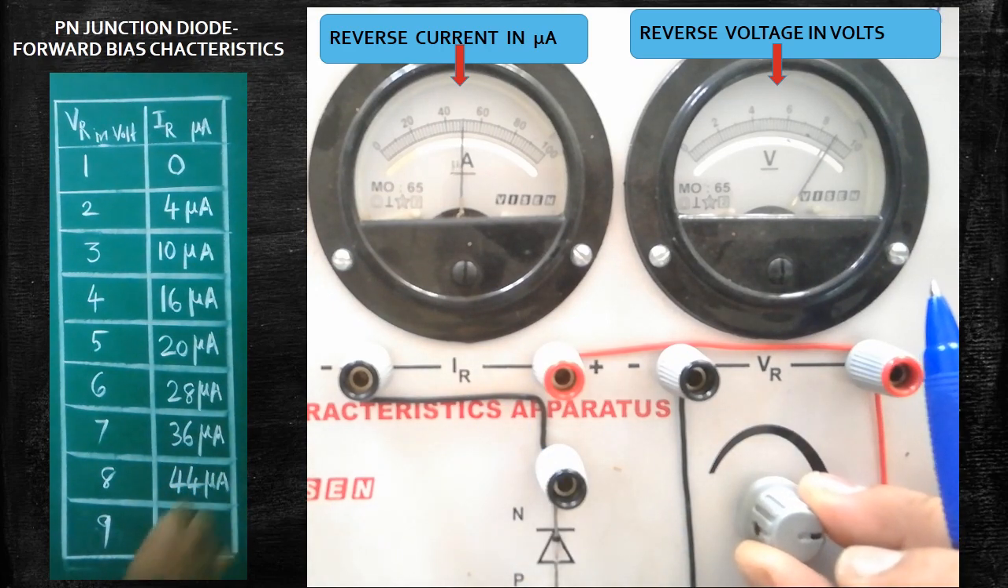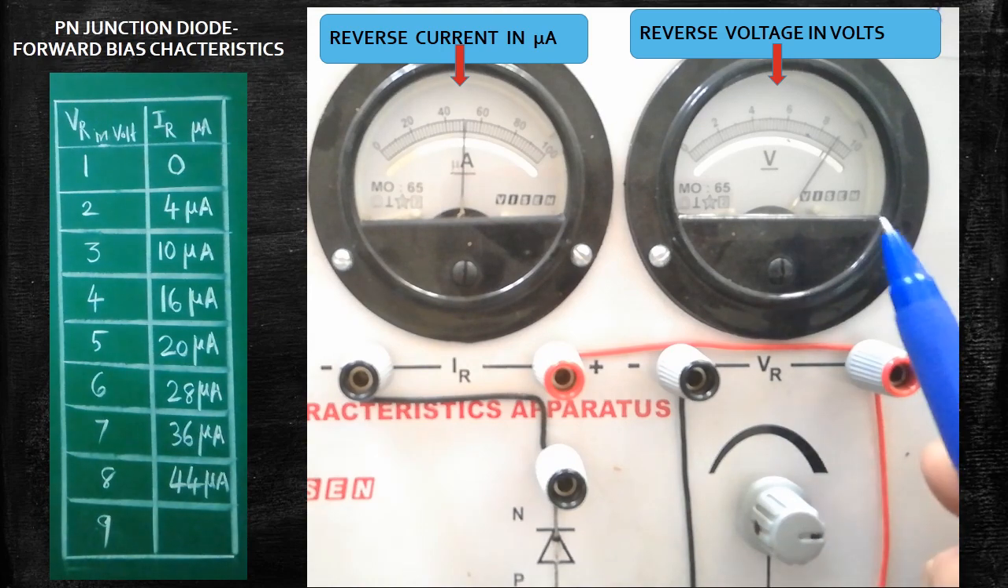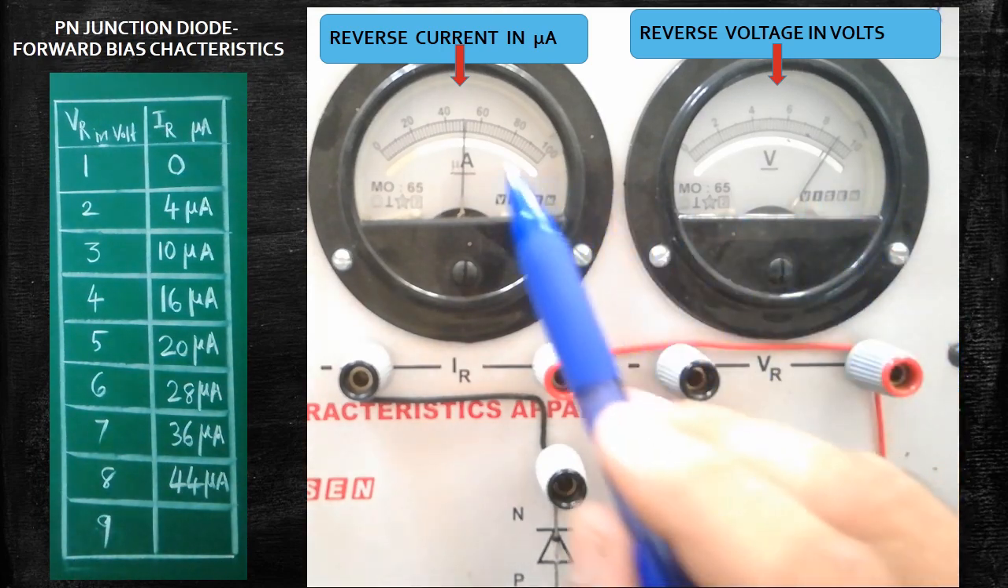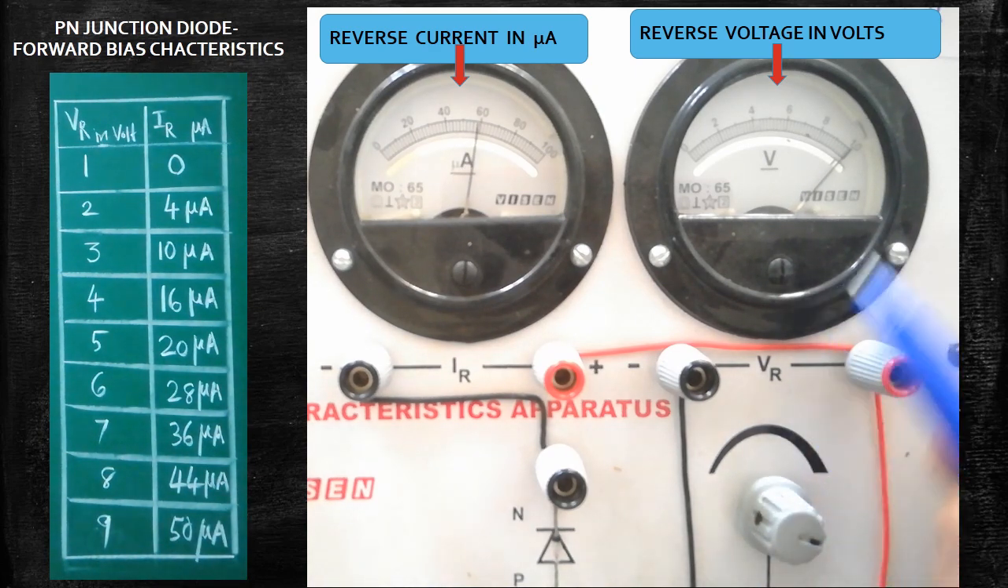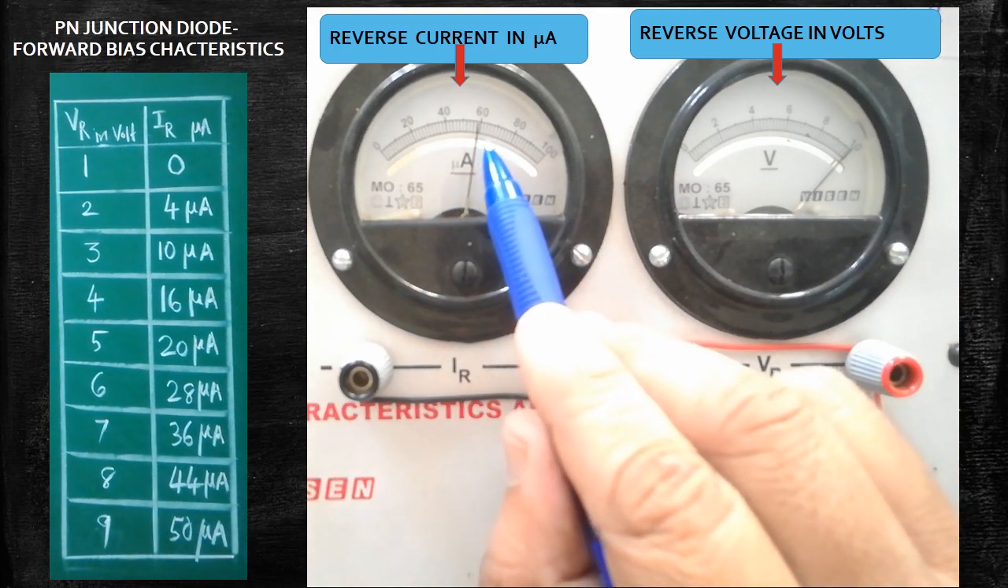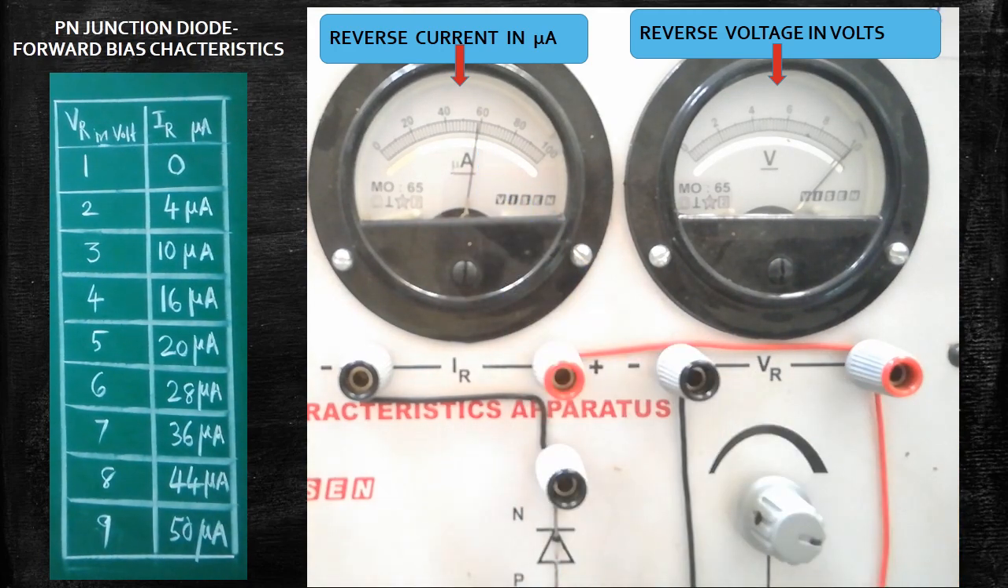Now it is turned to 9 volt. What is the reading here? It is at the 50th division. For 9 volt, the reading is how much? 50 microampere. For 10 volt, last reading, VR is 10 volt. What is the reading shown here? It is at 58 microampere. So, like that we have to measure.